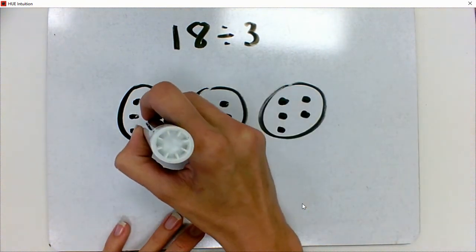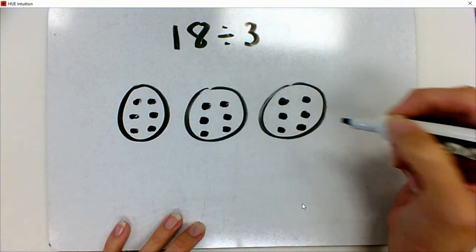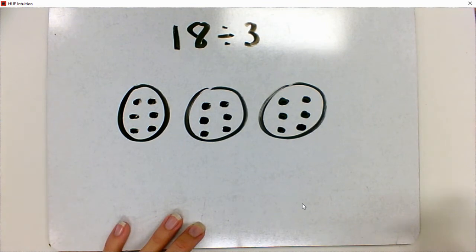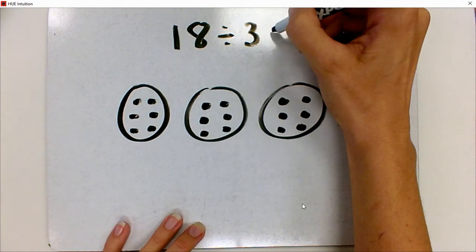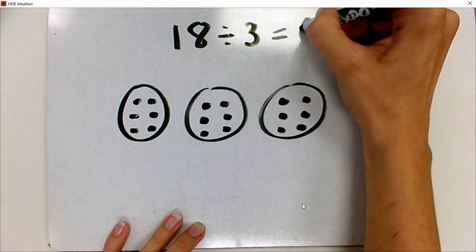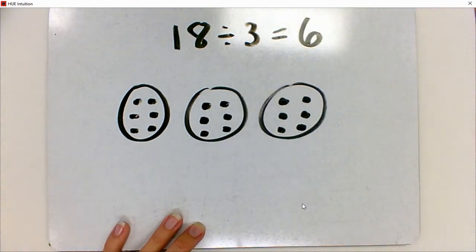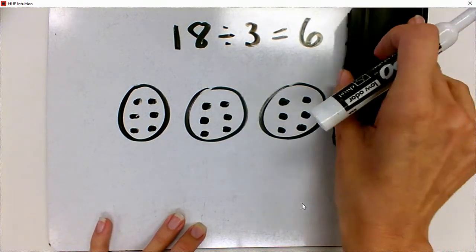1, 2, 3, 4, 5, 6, 7, 8, 9, 10, 11, 12, 13, 14, 15, 16, 17, 18. Okay, I used up all 18 dots. I can clearly see that I have 6 in each group. 18 divided by 3 is 6. Let's take a look at 19 divided by 3.